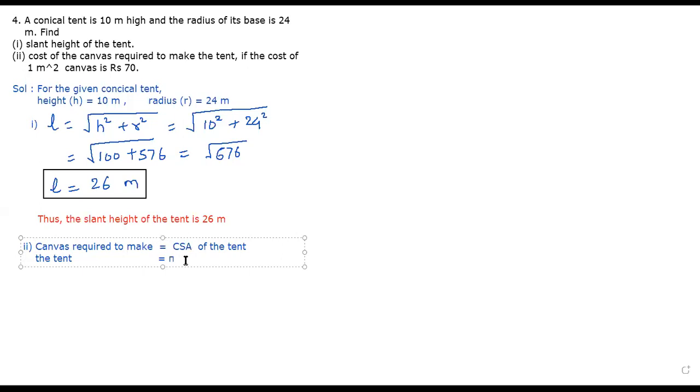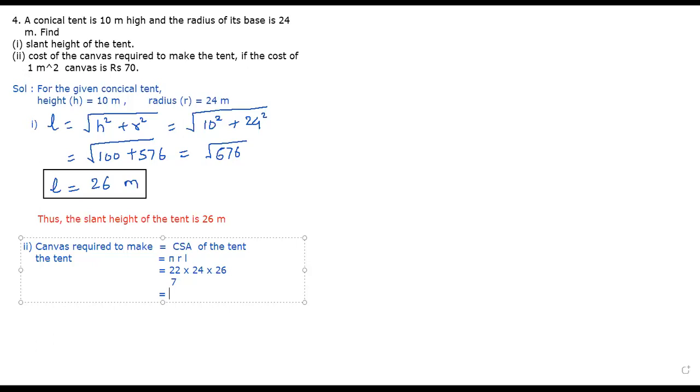Very good answer. So, pi RL. Put the values: 22 upon 7 into, how much is the radius? 24. How much is slant height? 26 we have found out. Now don't do the divisions, because the cost factor is having 70, and that 70 and 7 is going to get cancelled. So do all the multiplications, don't do the division: 22 into 24 into 26.